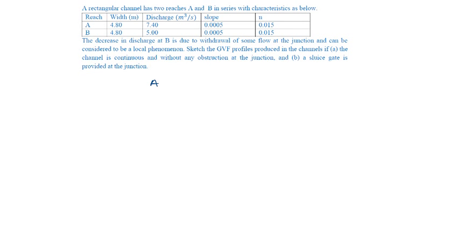In reach A and reach B, in reach A the discharge is given as 4.7 meter cube per second and the width is given as 4.8 meters, from which small q will be equal to 7.4 by 4.8, which is equal to 1.542 meter cube per second per meter.